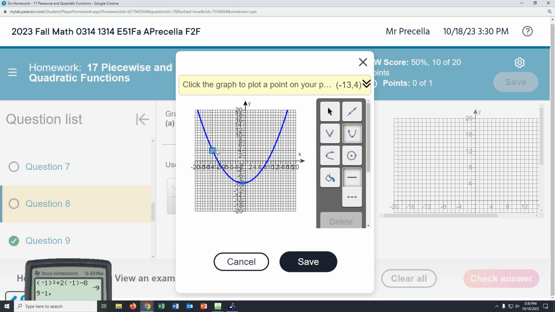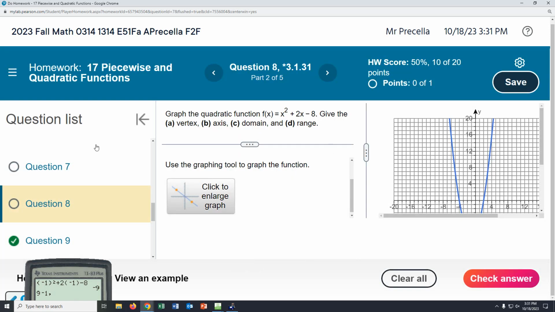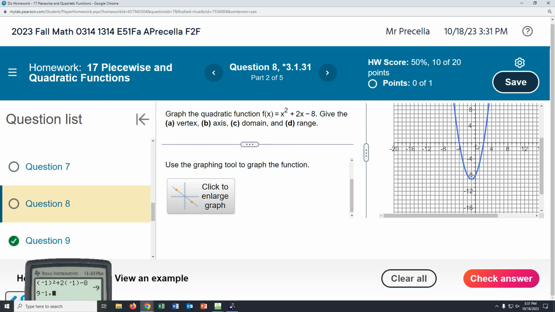So, anyway, what's the next one? What's the next point we want? 0, -8. There's got to be a better way to do this. Of course there is. We shrink this writing down so this grid appears completely visible, and then check our answer.